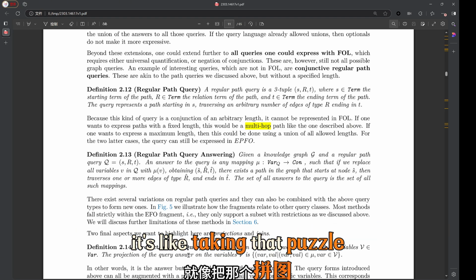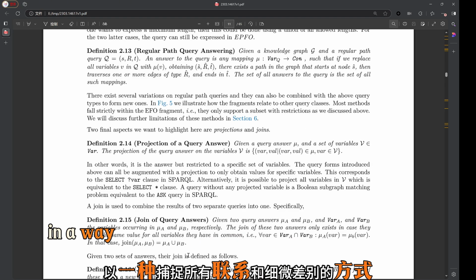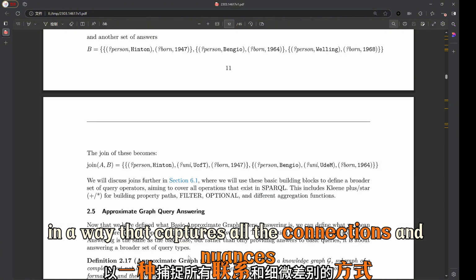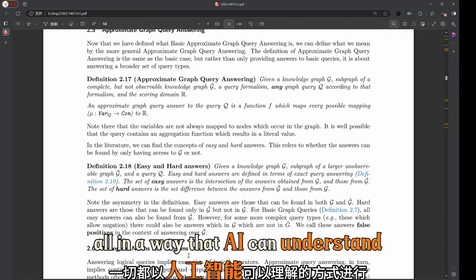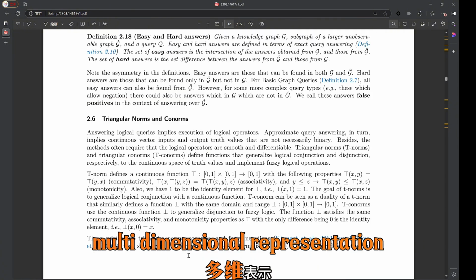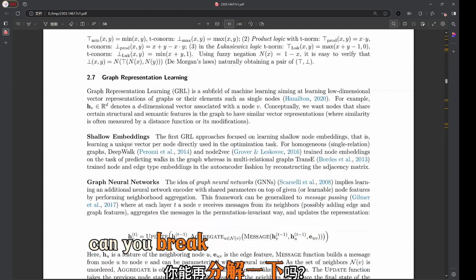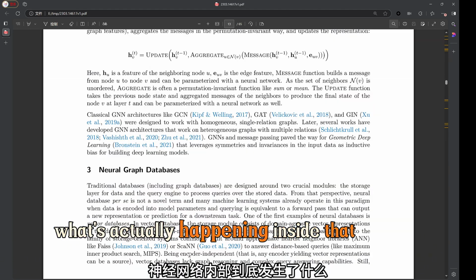It's like taking that puzzle and representing it in a way that captures all the connections and nuances, all in a way that AI can understand. Multi-dimensional representation. Yeah. That sounds complex. Can you break that down a bit more? What's actually happening inside that neural network?